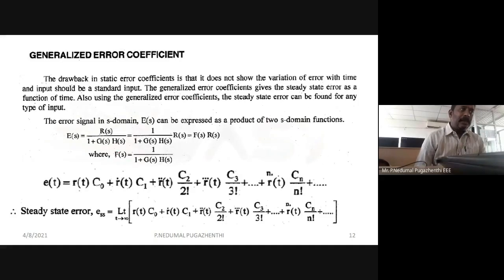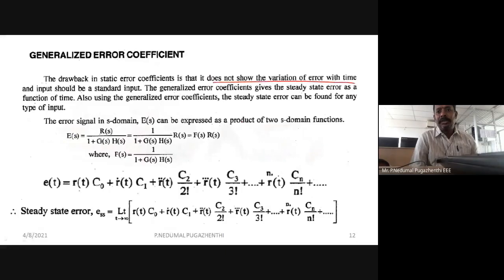As I said, finding the steady state error out of the static error coefficients has some drawbacks. The main drawback is that it does not show the variation of error with respect to time. As time prolongs, how the error is varying cannot be captured using static error constant values. The input should be a standard input; you cannot vary that.